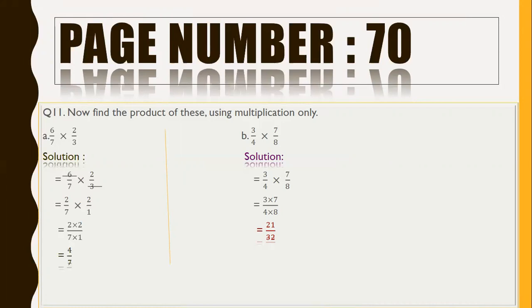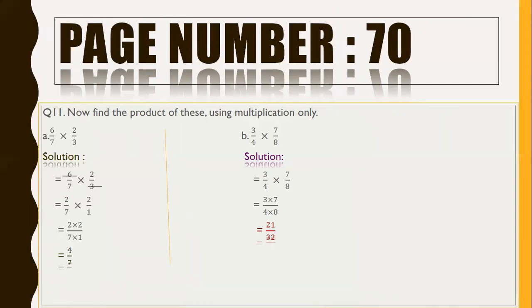7 threes are 21 because they both are in the numerators. 4 multiplied by 8, they both are in the denominator. So we multiply 4 with 8. 21 over 32 is our required fraction.